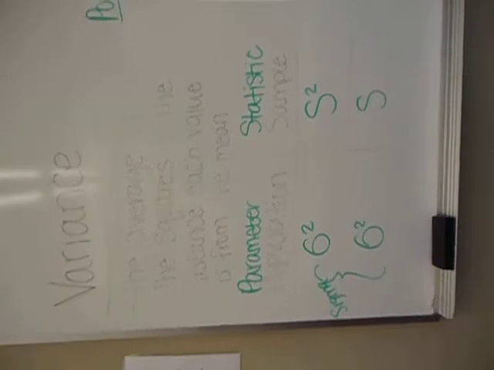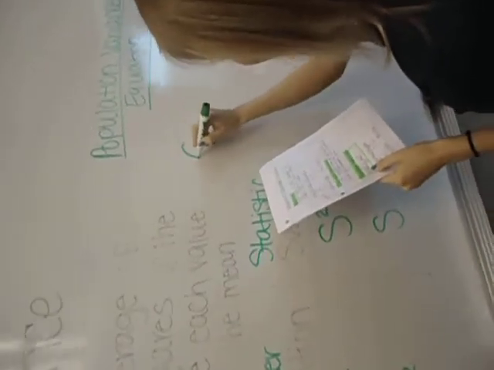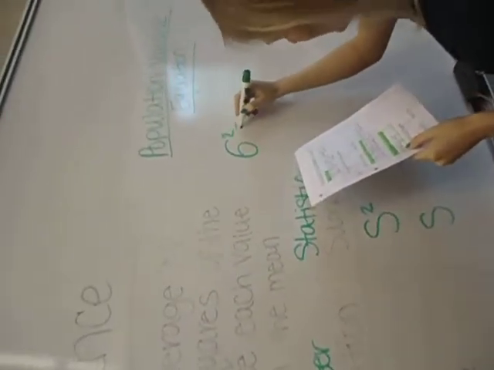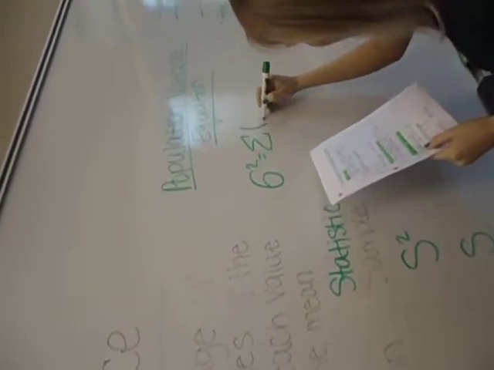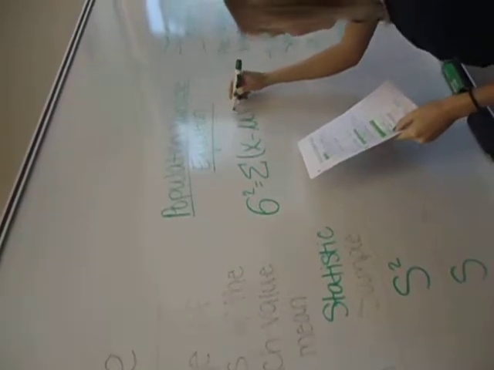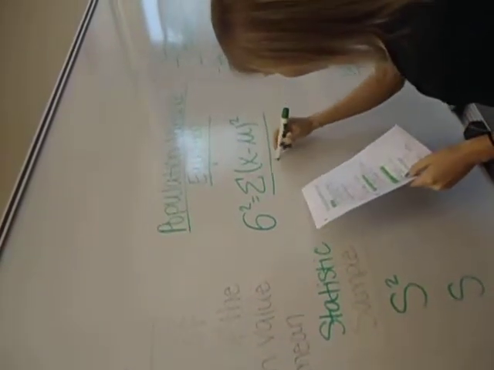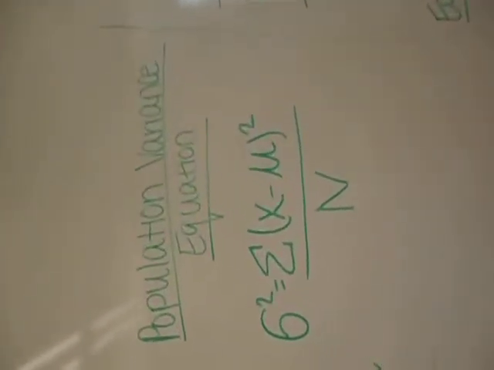There is an equation for population variance, and it is this, the sigma squared. We will later be using this in an example.